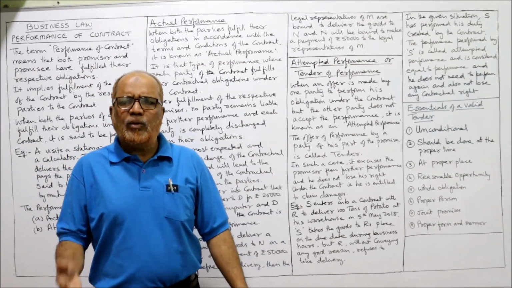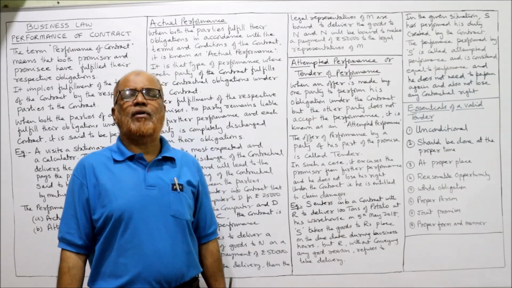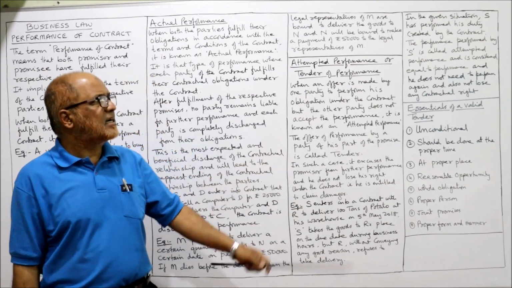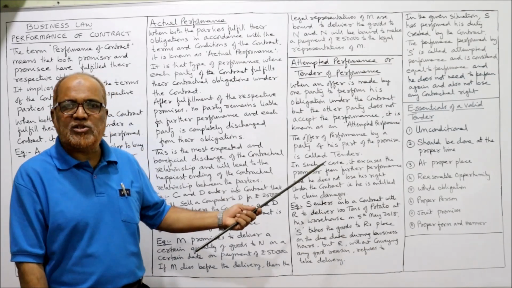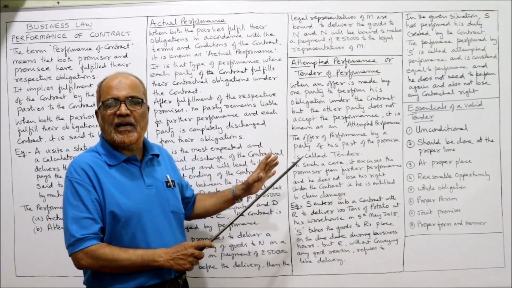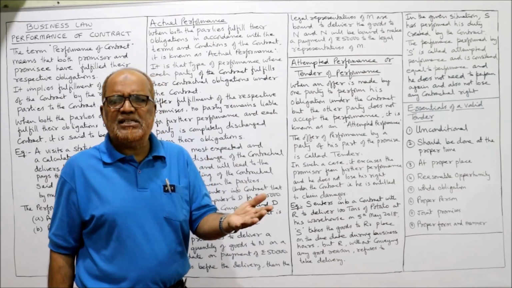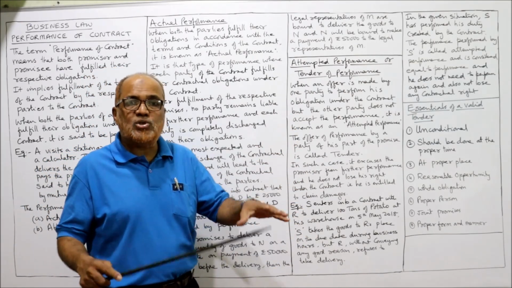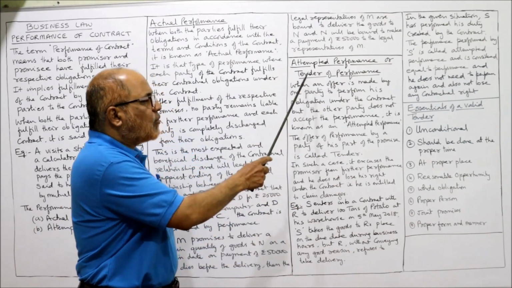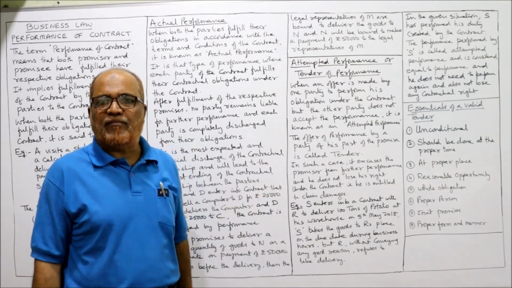Both mean the same. You can call it attempted performance or you can call it tender of performance. What is this? Now I am going to explain it to you. Here you have to be careful. Actual performance is very easy to understand, but here you have to put in some extra effort. So what is this attempted performance?